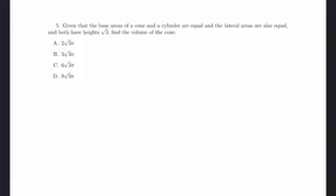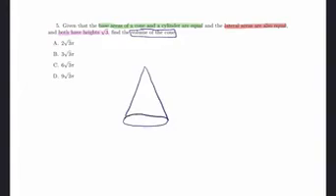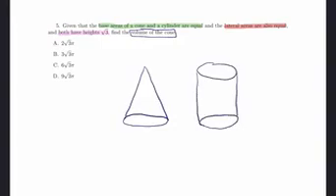Okay, for question 5, we are given that the base areas of a cone and cylinder are equal, the lateral areas are equal, and they both have heights of square root of 3, and we need to find the volume of the cone. First, it would be helpful to draw some pictures. So I'm going to draw a cone and a cylinder. These are not really to scale, but it's good for helping us figure out the problem.